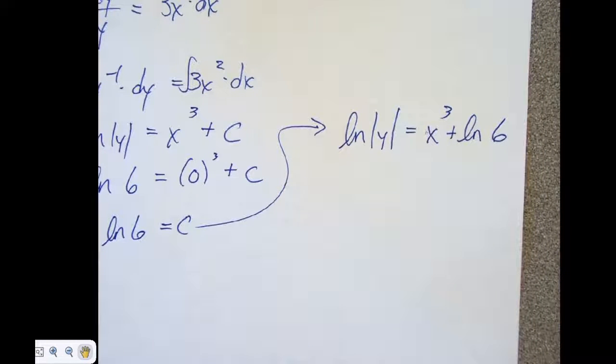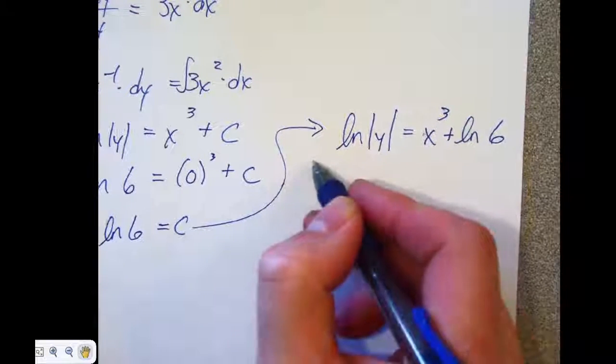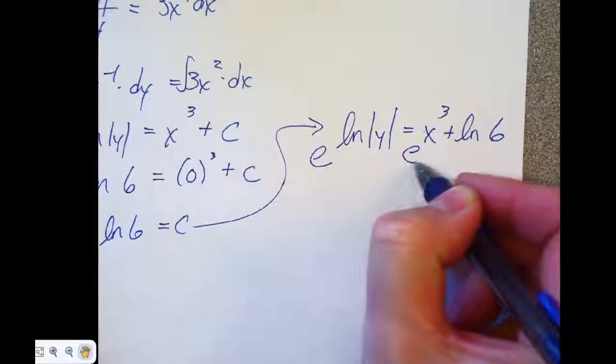Now I need to get y by itself. So you want to undo whatever is currently being done to the y. If it's being multiplied by 4, you divide by 4. If it's being squared, you square root. What's the opposite of ln? So you're going to go e to the power of both sides.